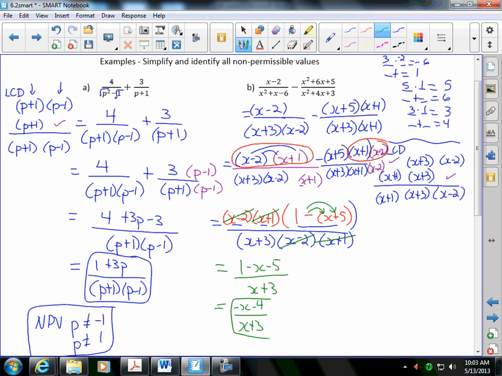So that is my final simplified answer. That is the simplest way of doing it instead of multiplying it through like I was going to do. I still need to do my restriction.